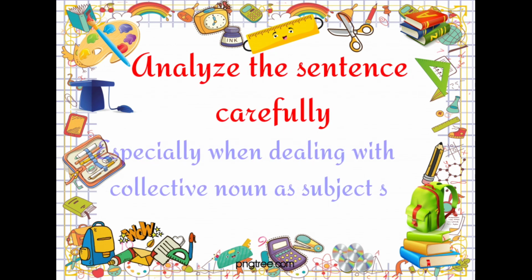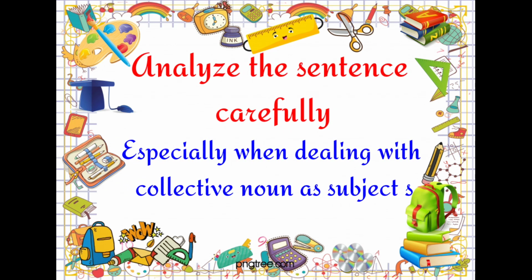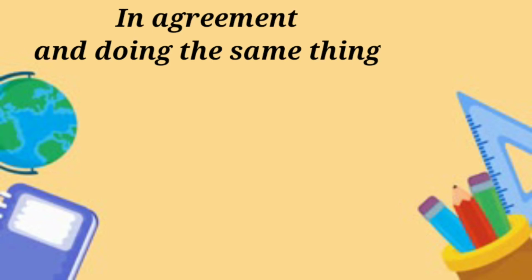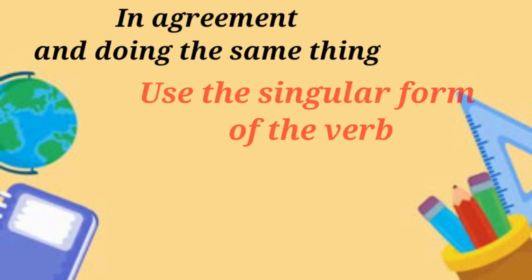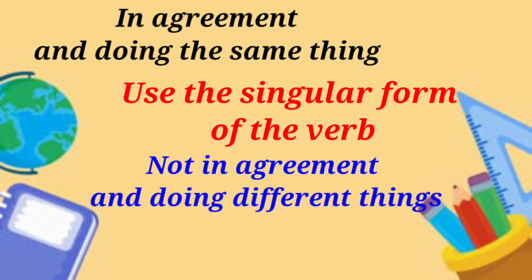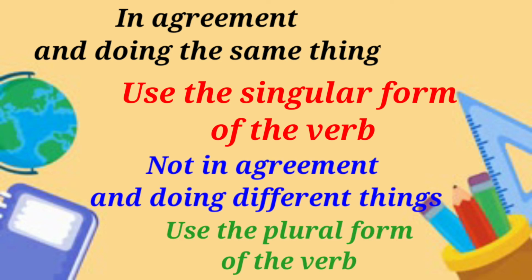Sentence analysis is very important, especially when dealing with collective nouns as our subject. If they're in agreement and doing one thing similar, you are going to use the singular form of the verb. But if they are not in agreement and the members of the group are doing different things, you are going to use the plural form of the verb.